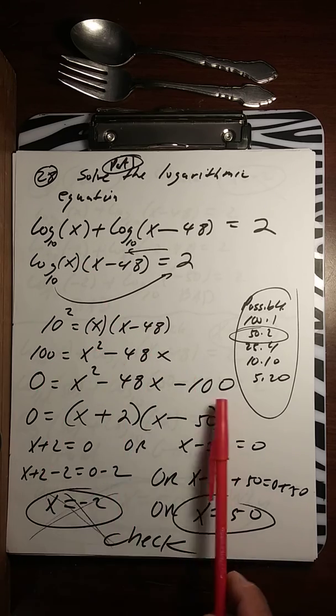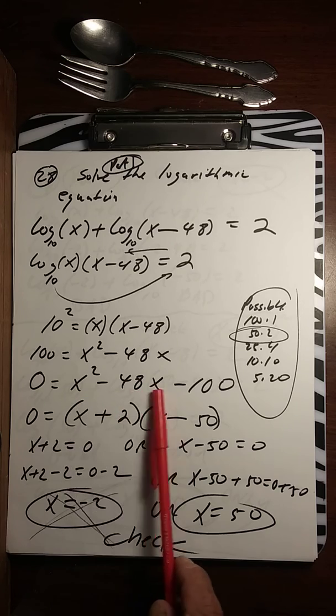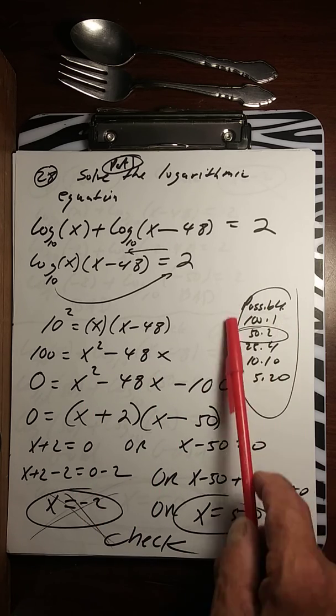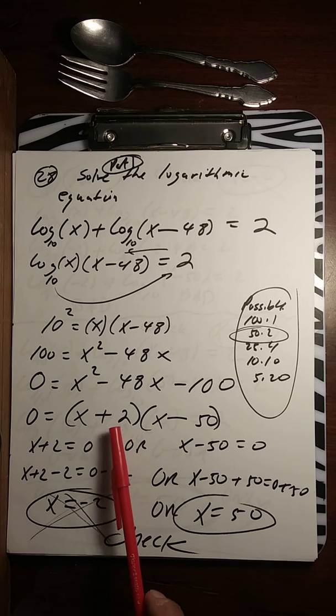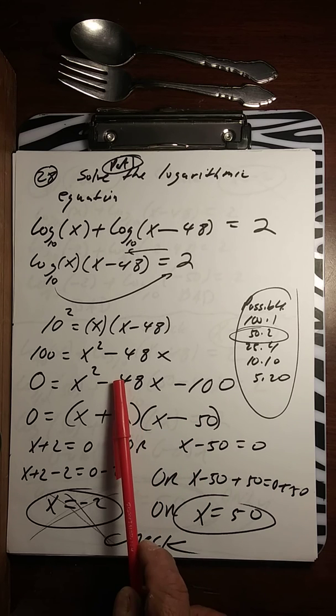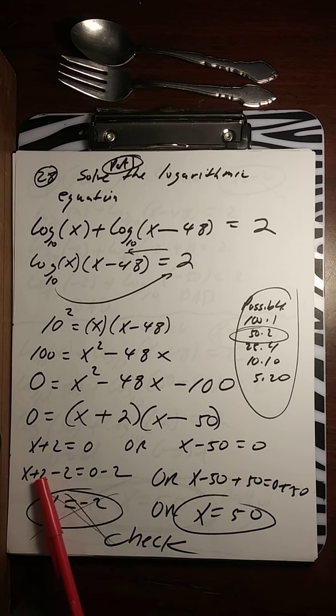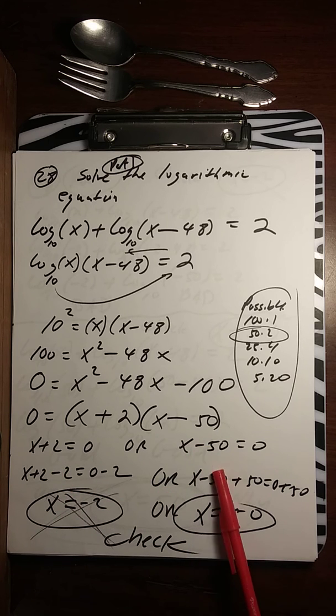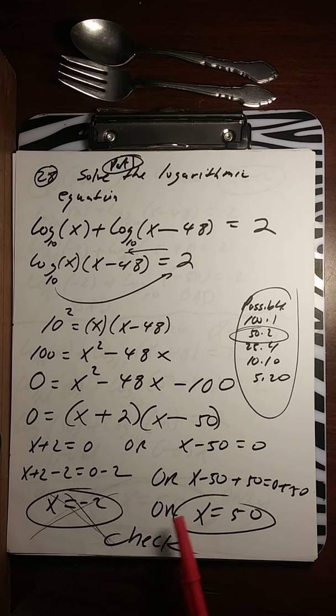Bring this to the other side. Maybe all possible answers, we say it's 50 and 2. So x and x squared, and that times that, negative 100. And then negative 50 and 2 is negative 48. Yes. x plus 2 equals 0, minus 2, minus 2, these are gone. So x is negative 2. Plus 50, x equals 50. So we have negative 2 and we have 50.